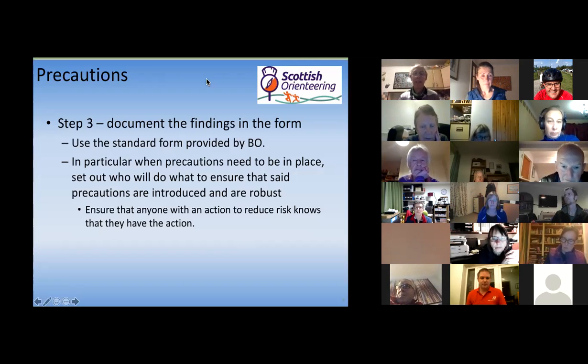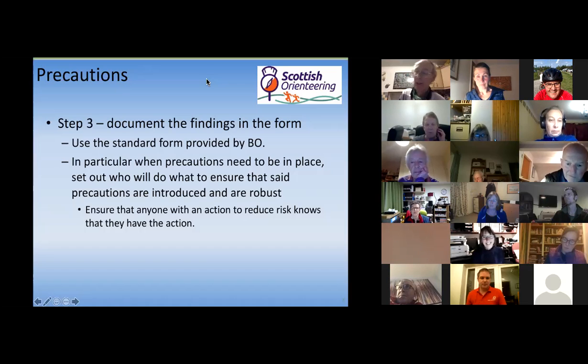Use it. Oh, and I keep emphasizing this: if you're handing an action to somebody else and you're doing the risk assessment, they only stand a chance of doing it if you ask them.